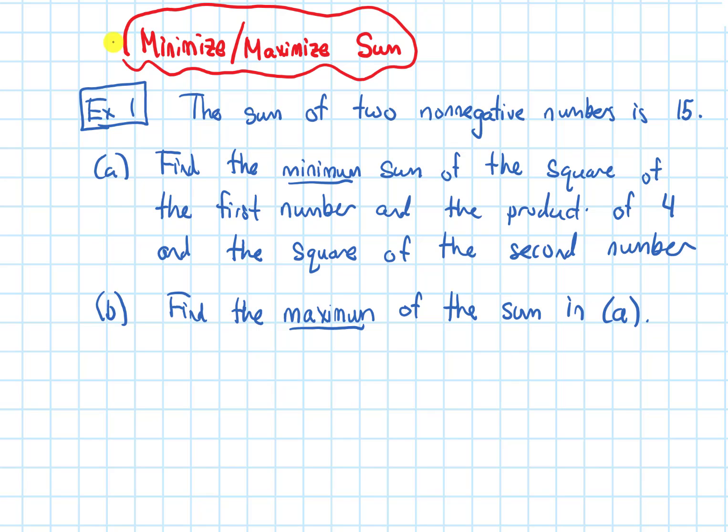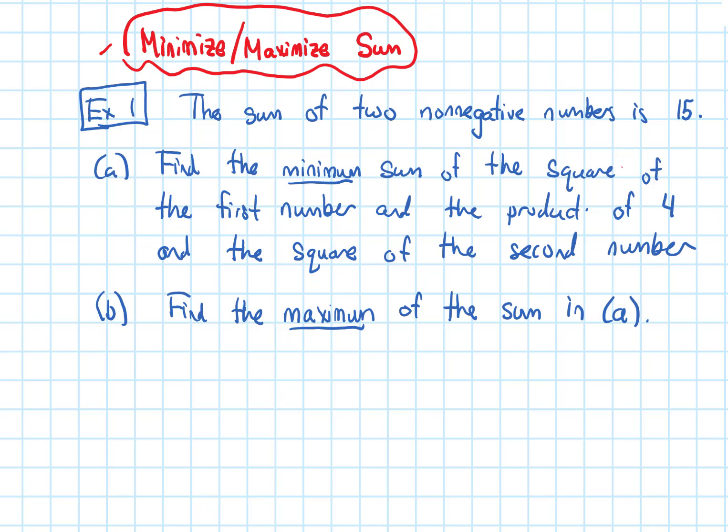In this video, we'll do an optimization example in which we minimize and maximize a certain sum. So the problem says the sum of two non-negative numbers is 15, and A asks, find the minimum sum of the square of the first number and the product of 4 and the square of the second number. B says, find the maximum of the sum in part A.